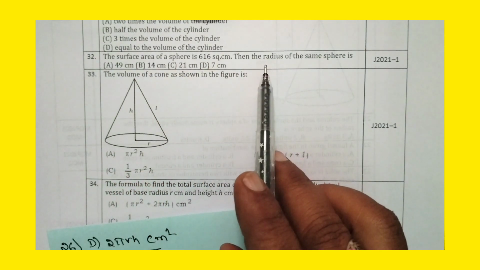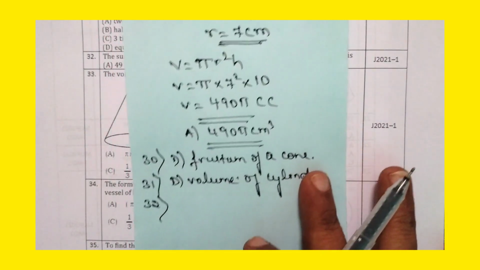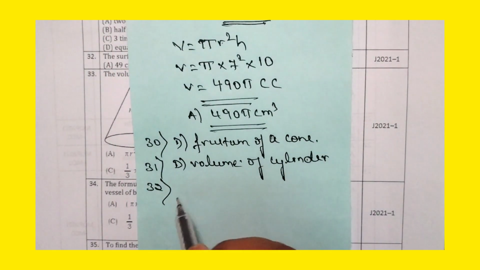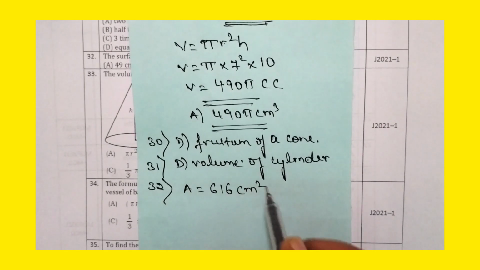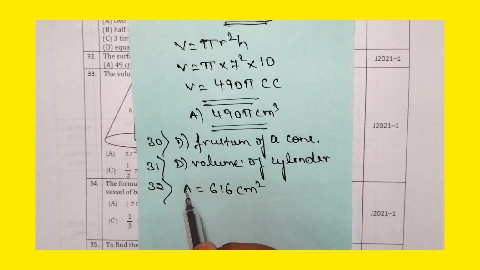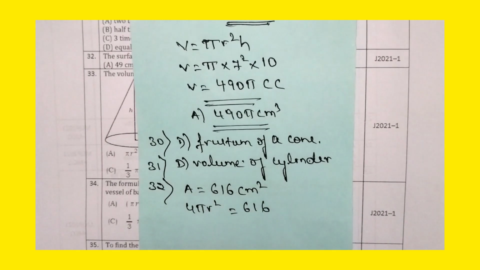The 32nd question is: the surface area of a sphere is 616 square centimeter. Then the radius of the same sphere is? The surface area of the sphere is given as 616, and you have to find the radius. So now what they have given? Area of a sphere is equal to 616 centimeter square. What is the formula for area of a sphere? That is 4 pi r square is equal to 616.